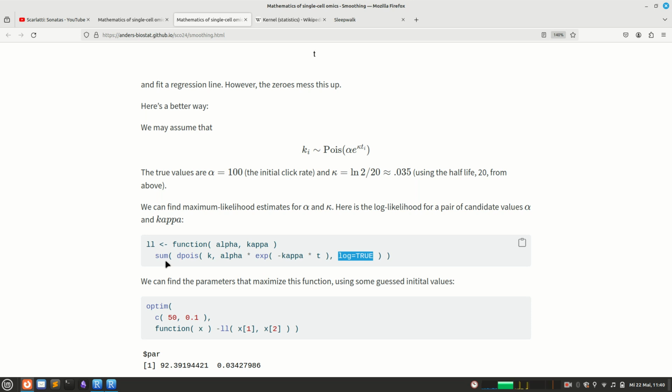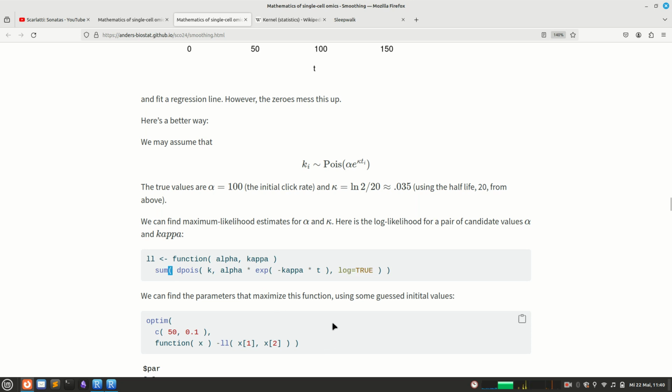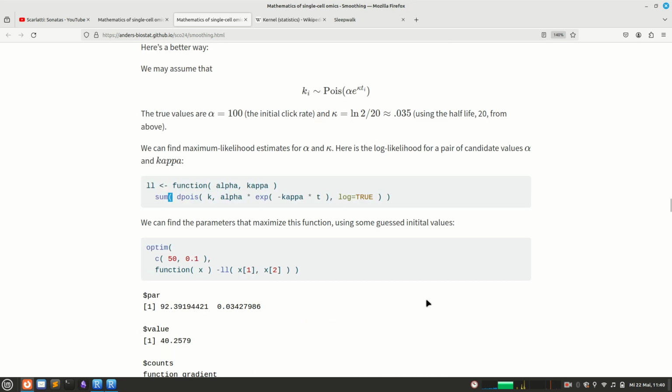And this is why here the dpois function has the argument log equals TRUE. Instead of calculating this formula and taking the log, it calculates this formula directly, which gives you numerical precision. And that's important because we will add up many of these values over all our data points. We have 300 data points. Or how many ever we have. No, it's only 50 data points here.